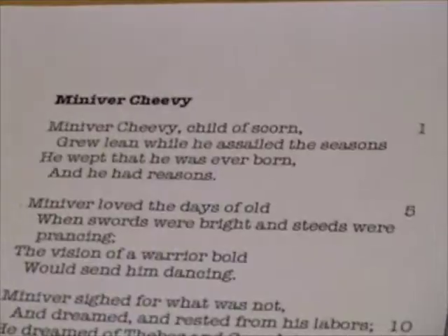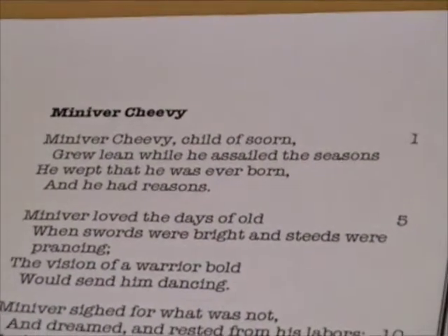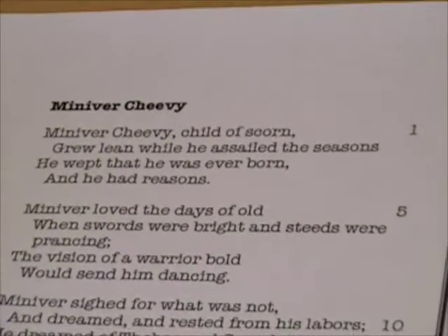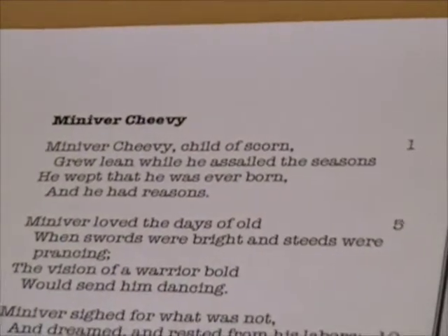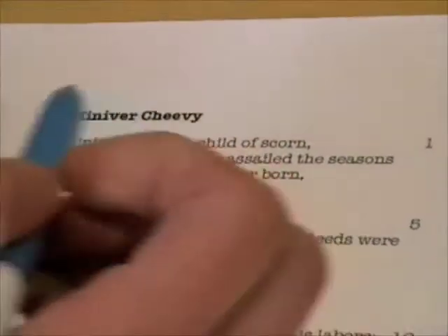All right. Let's practice stunting together. Open up your packet to page 2 to the poem Minerva Chivi. The first thing that we do is S, survey the text. Let's look at the title of the poem.